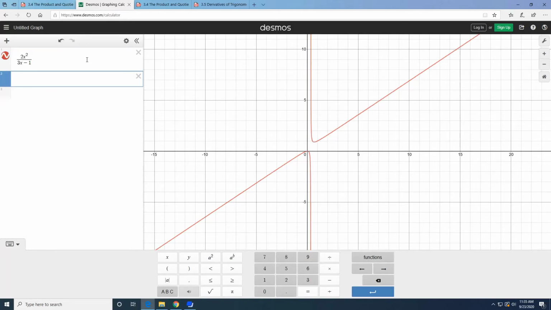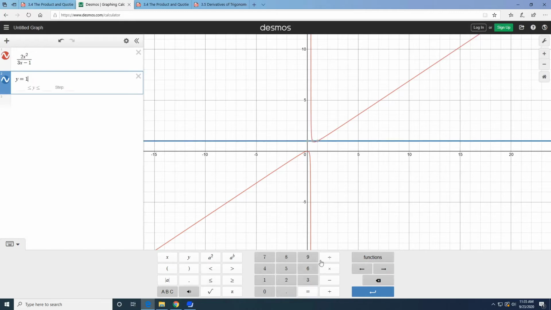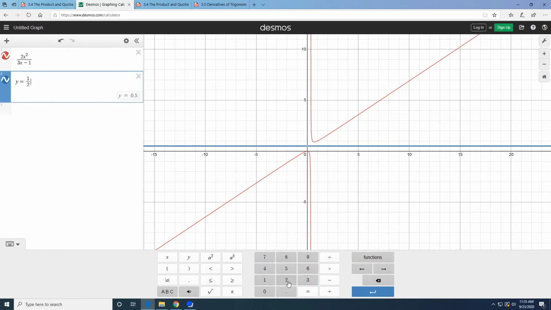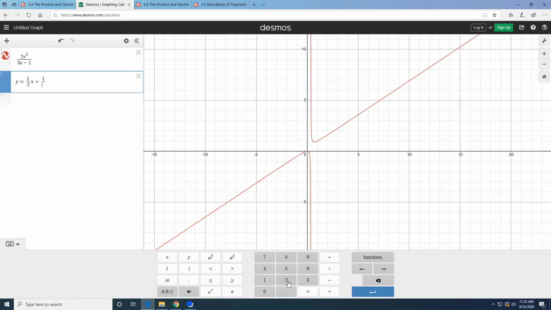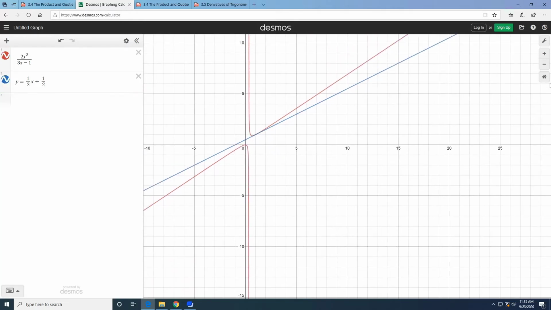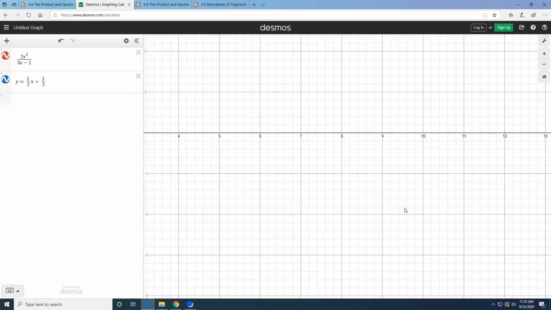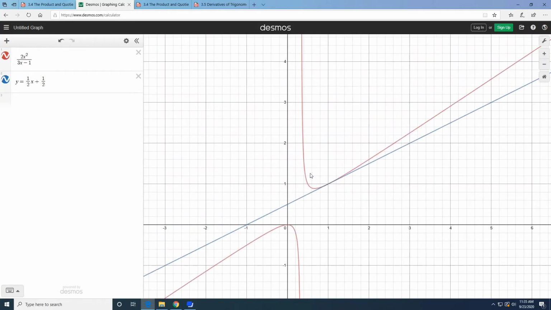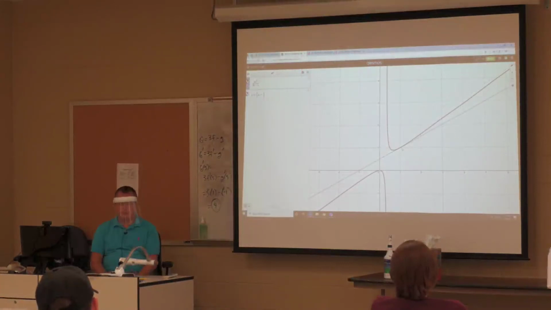So we've got y equals 1/2 x plus 1/2. Okay. So notice Desmos will show you where the graphs are sharing a point. This is the point it's sharing, and that point is 1, 1. So it's tangent right there at 1, 1. Okay? Looks like we did good. All right, so any questions about that?